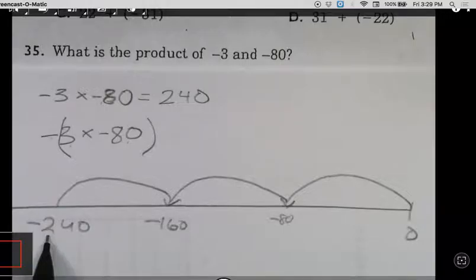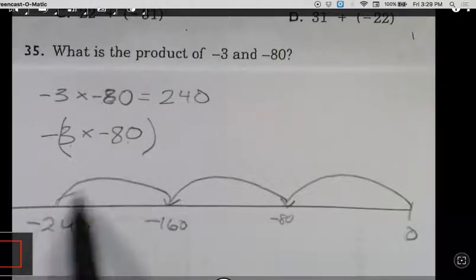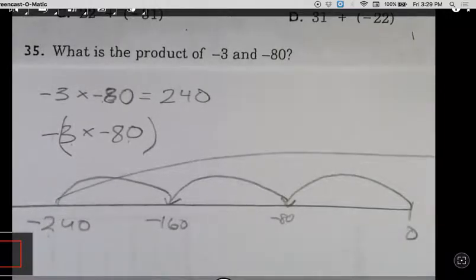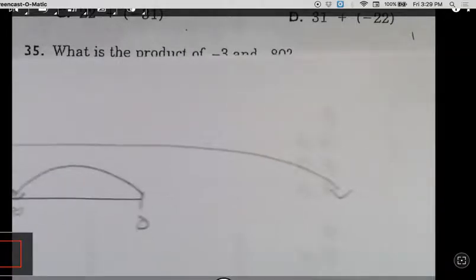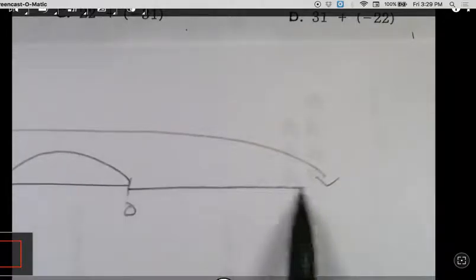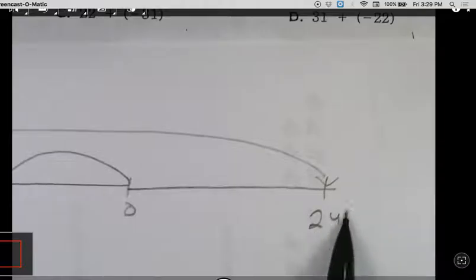I actually want the opposite of that. So we would need to go on the complete opposite side of the number line, which would be over here, which would be the positive 240. And that's why a negative times a negative actually is a positive.